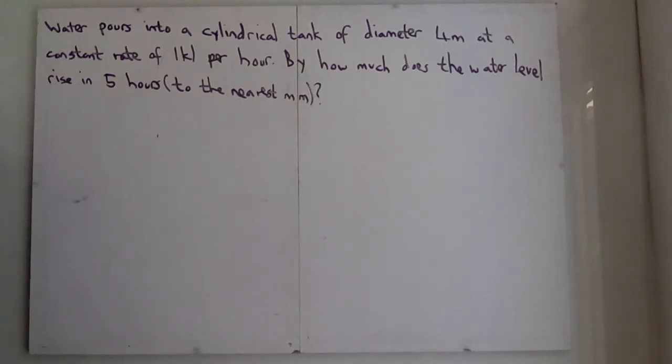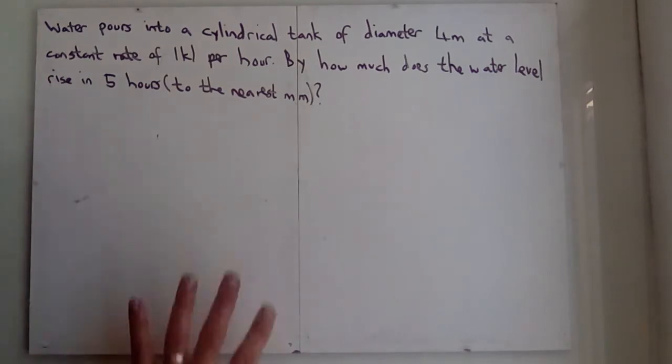Water pours into a cylindrical tank of diameter 4 meters at a constant rate of 1 kiloliter per hour. By how much does the water level rise in 5 hours? It wants us to give the answer to the nearest millimeter. Note that it doesn't actually say give your answer in millimeters, it just says to the nearest millimeter, so this is about rounding.